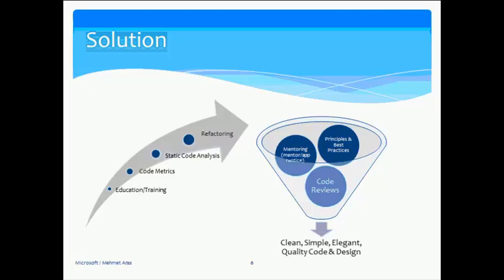So as you can see, there are a lot of things that you can do, not just one thing. And if you practice these things, if you bring these into your development environment, you should get clean, simple, elegant, quality code and design. And if you keep doing these things, your code is going to be maintainable. It's going to look like a well-groomed garden. And this is the state that we want to achieve and remain in, that desired state.